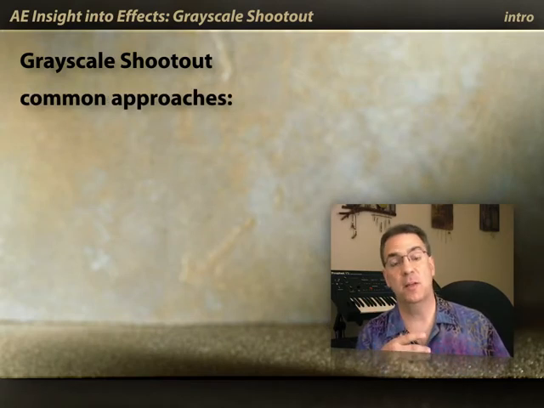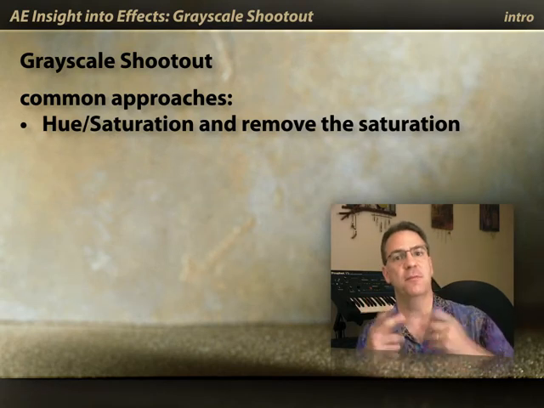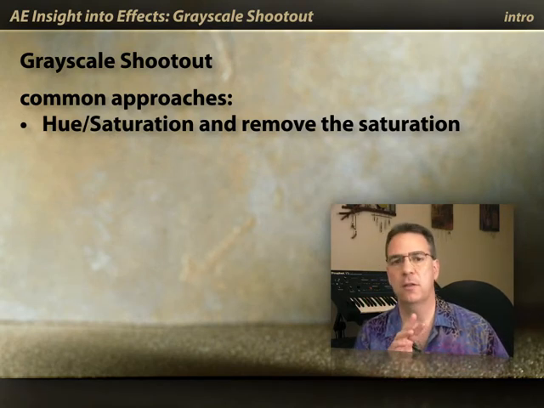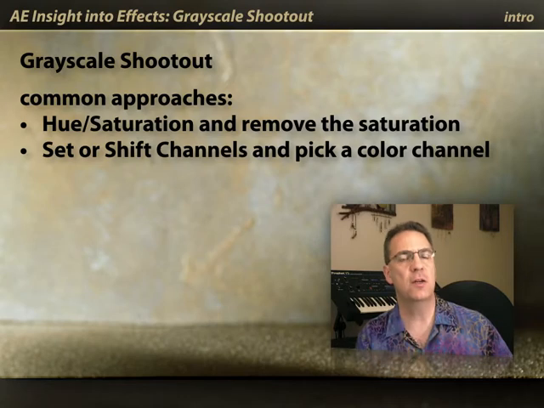There are many different ways to create a grayscale image from a color image. A lot of people just apply the hue saturation effect, remove all the saturation, and they have grayscale. Other people get a little trickier. You use the set channels or shift channels effect and pick just the red, just the green, or just the blue channel to create a more stylized version of the original image.